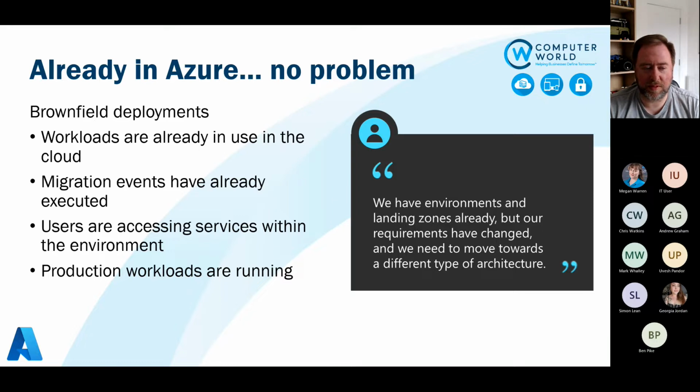So we can do brownfield deployments, and this is where we retrofit almost a landing zone to cover off the basics for workloads that are already there. So you may be thinking, oh, I've already migrated some stuff. How do I get around this? It is possible to retrofit, like I say, the landing zones and the policies afterwards, and move resources across.